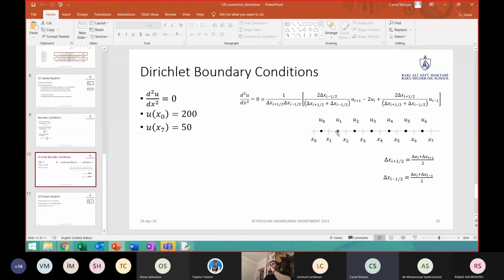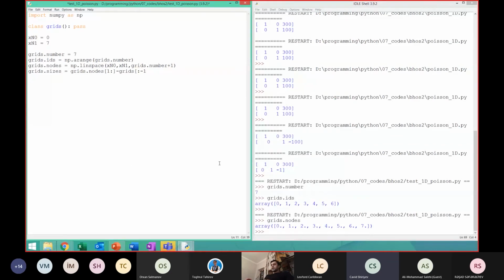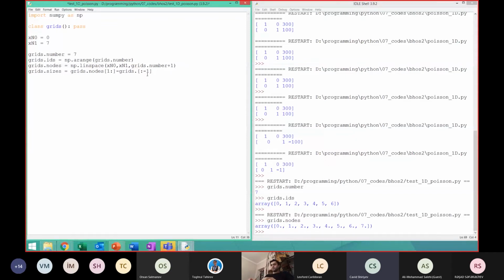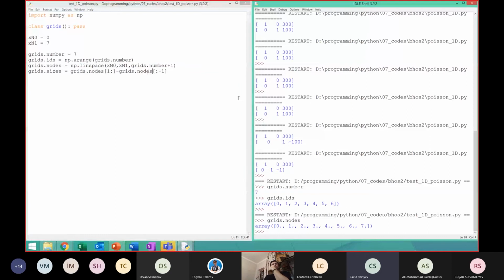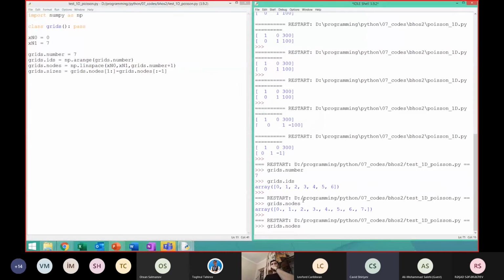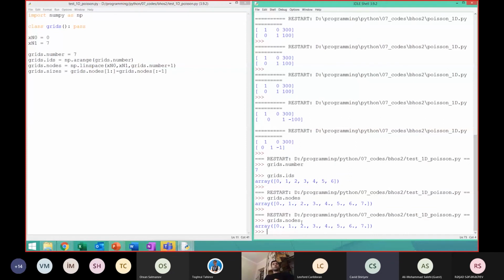So if I run this one, sorry, it should be grids nodes. If I run this one, I'm going to get grids nodes. So sorry, grid sizes.